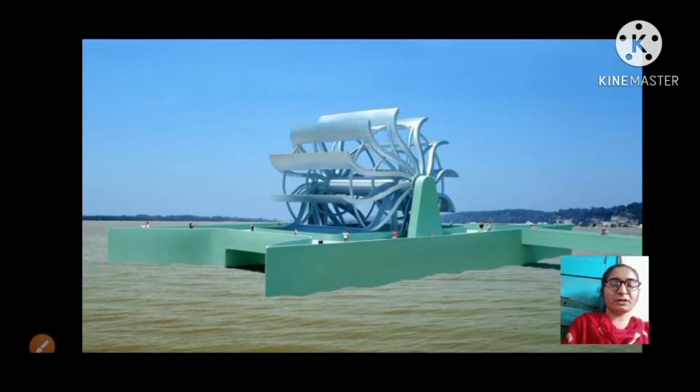what is the name of this? Yes, this is a turbine. It is working with the help of kinetic energy. It produces electricity.